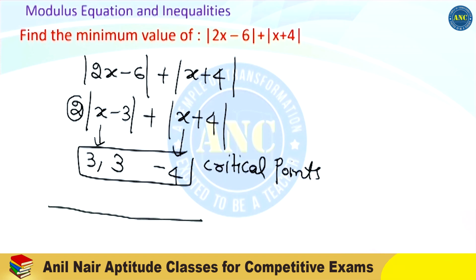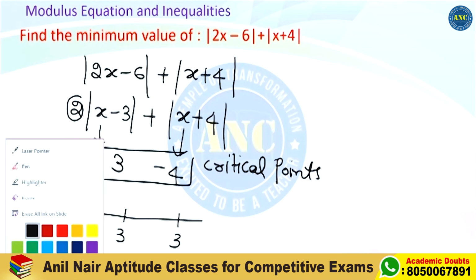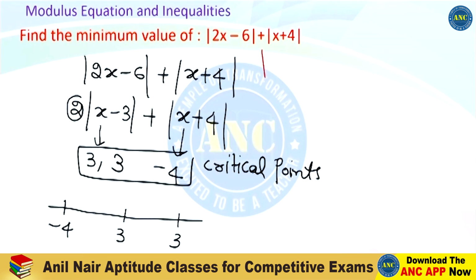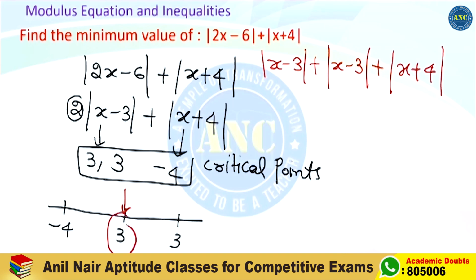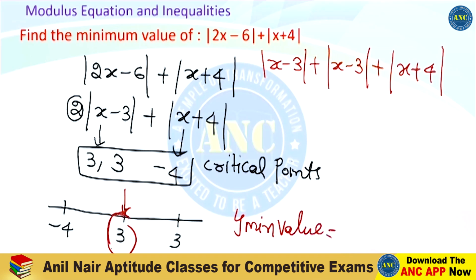Write it down on a number line. These are minus 4, 3, 3. Just now we have seen the total number of modulus functions added is 3. This equation is nothing but mod x minus 3 plus mod x minus 3 plus mod x plus 4. So it will happen at the middle point. Already we have seen in session number 2 why it will be the middle point. If the number of modulus functions added is odd, then y minimum will be at the middle value of x. So here it is nothing but 3.